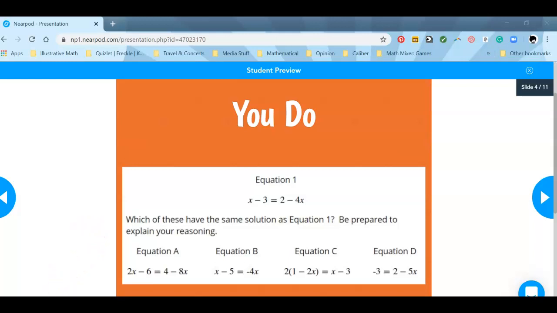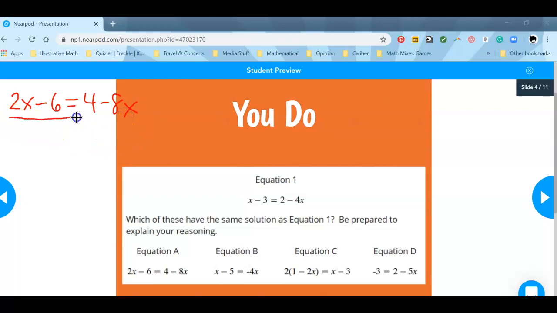All right, so for this you do, let's go ahead and solve these equations and see what happens. So we'll go here. The first equation is 2x minus 6 equals 4 minus 8x.